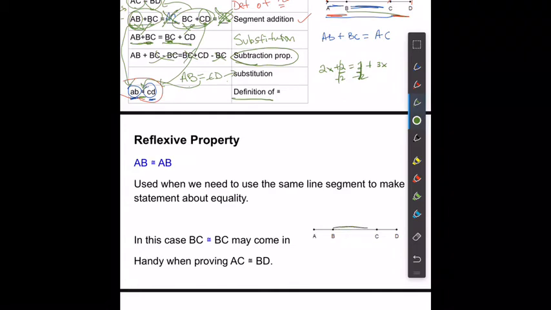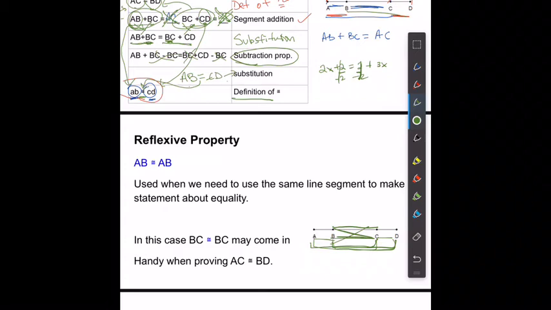BC is congruent to itself when we're trying to prove that AC and BD are the same. So if we have BC in both of our statements, BC and BC, this guy is congruent to itself, so we can kind of eliminate it, all right, using the reflexive property, and then we can just say, since these are equal to each other, then I know that this distance, if this is the same, has to be the same as this distance as long as A, B, and C, D are the same.